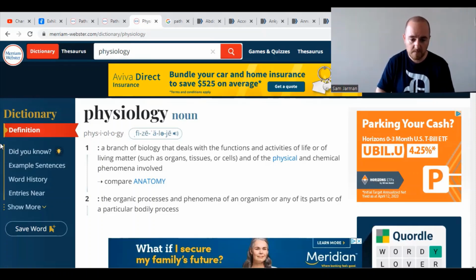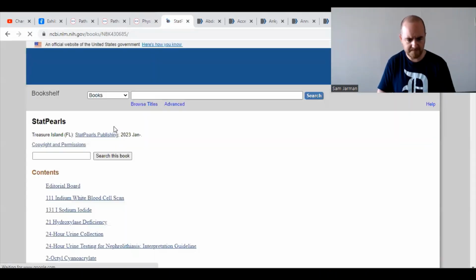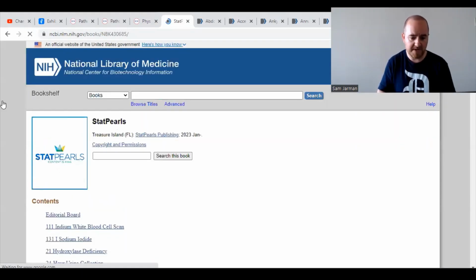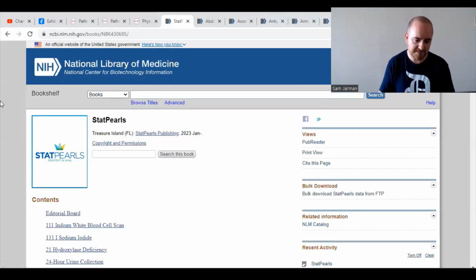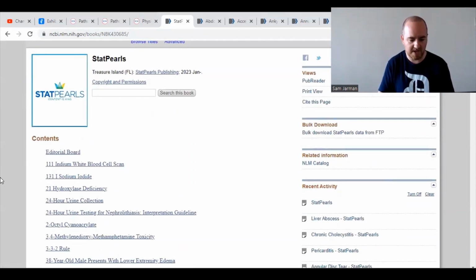Okay, so if I go to a search term, you can see the search term here is pathophysiology PubMed textbook. If you do that, there's an initial article, the biological principles of disease. You don't need to look at that one for the purposes of what we're doing. You click on what's called StatPearls, NCBI Bookshelf, and you'll come to this, as long as it actually works. There we go. So the National Library of Medicine, National Center for Biotechnology Information. See, StatPearls, it says contents, right? So you will have the editorial board, then 111 Indium white blood cell scan, and so on.